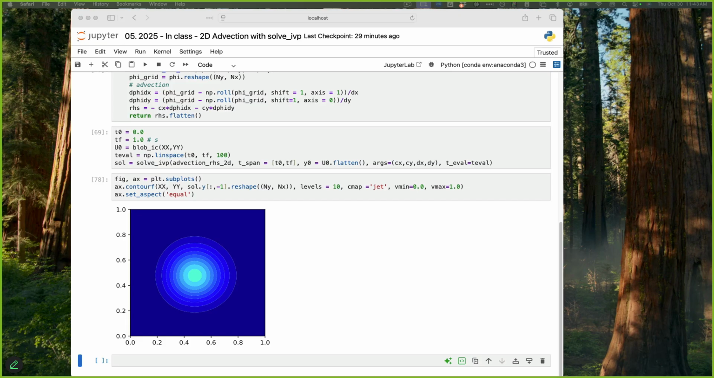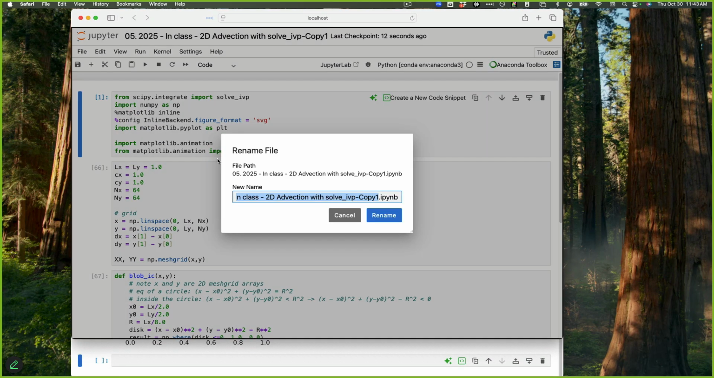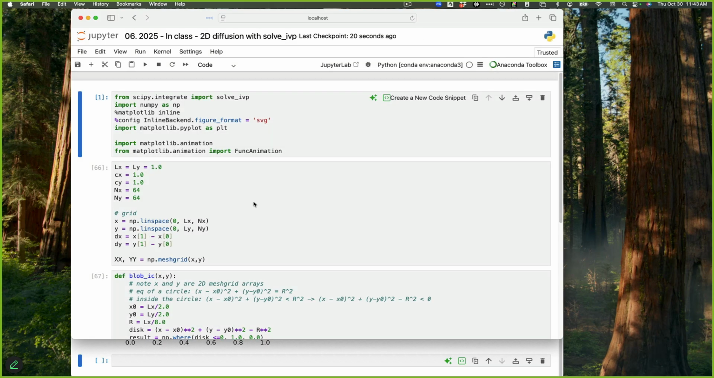All right, so I'm going to duplicate this file, and this is problem number 6. Okay, example number 6. I'm gonna put 6 here, example number 6. So 2D diffusion with solve IVP. Okay, so this is still good.